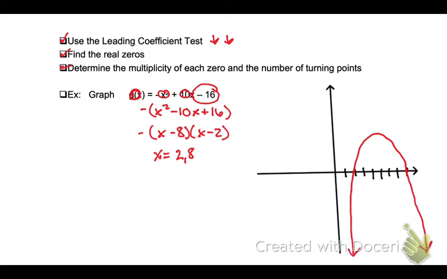Now, I didn't find the vertex, but could I have? Yes. It would have been right here, wouldn't it? So that is 1, 2, 3, 4, 5, isn't it? How do I know it's at 5? It has to be right in the middle, right? So what would that be? Negative 25 plus 50 minus 16. So this would be 41. So just 9. So that wasn't hard.